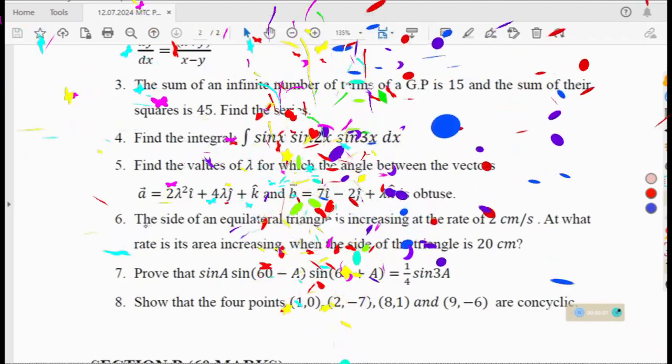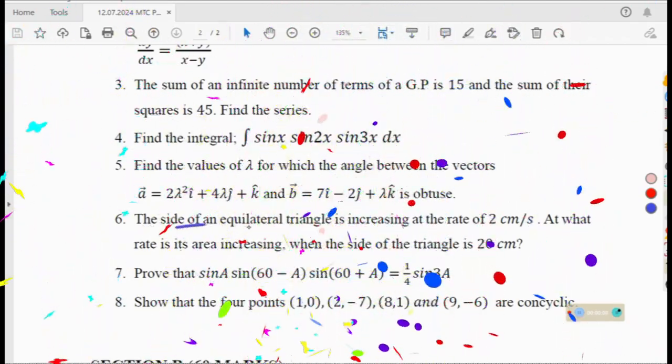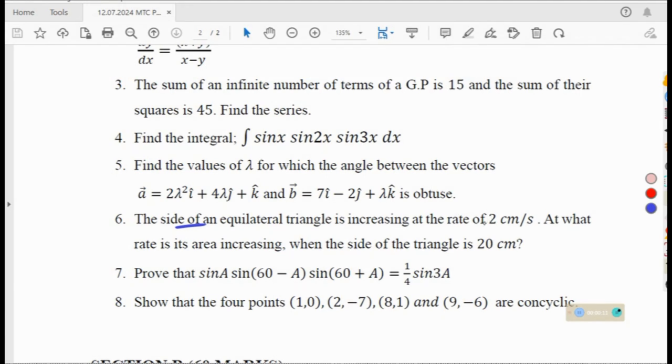Question number 6. It says the side of an equilateral triangle is increasing at a rate of 2 centimeters per second, and we are required to find the rate at which its area is increasing when the side of the triangle is 20 centimeters. So let us look at the solution.